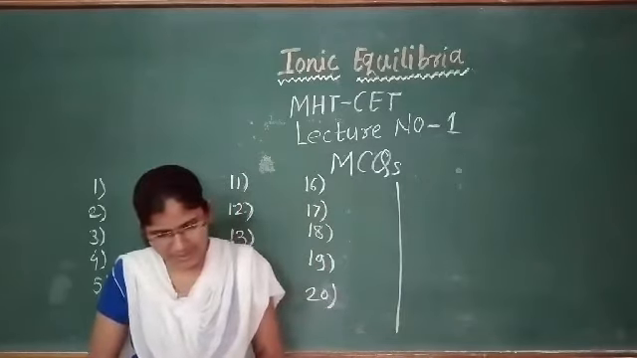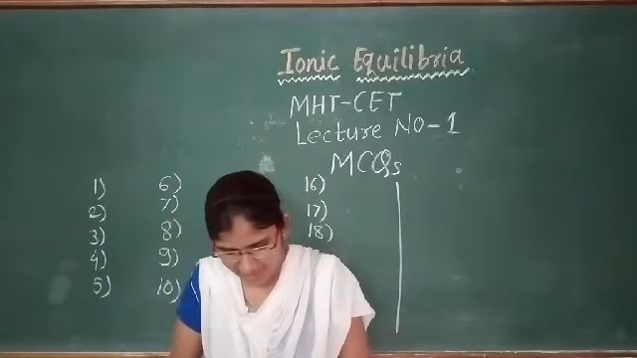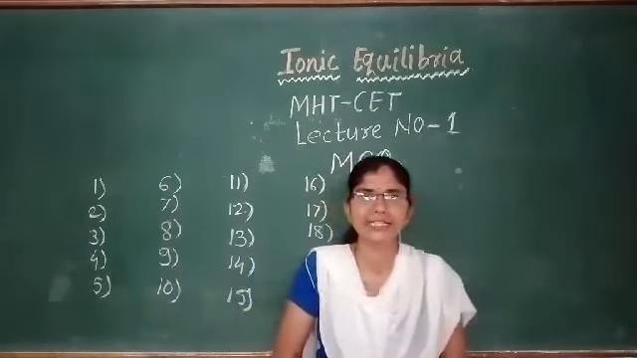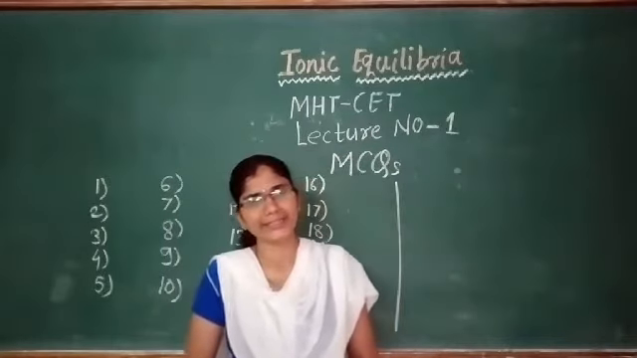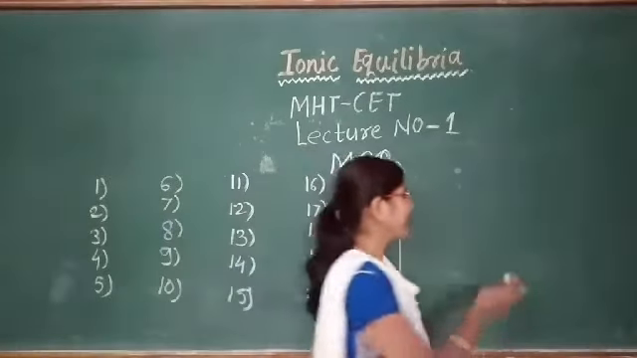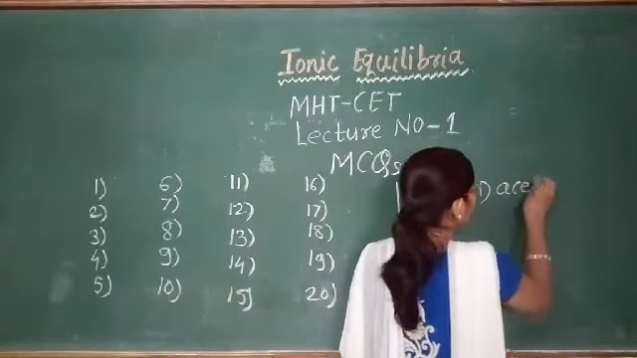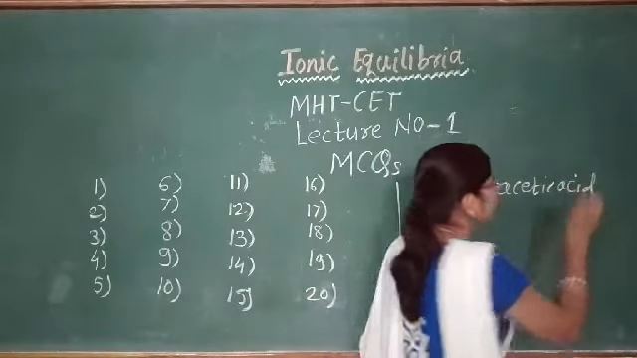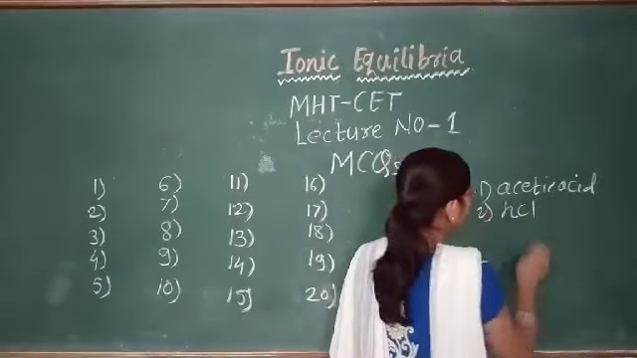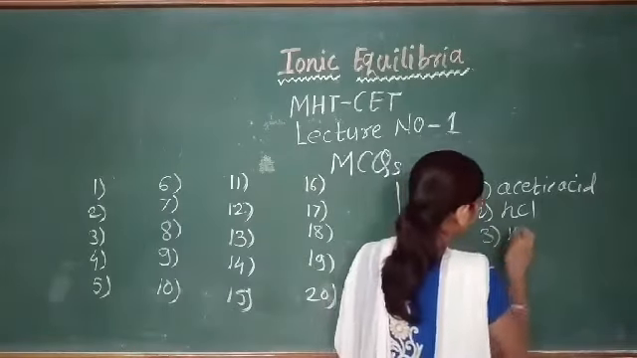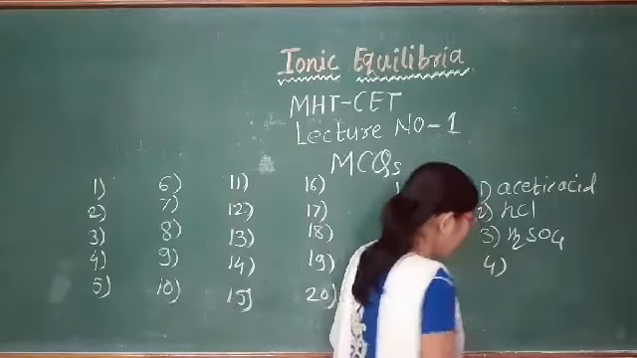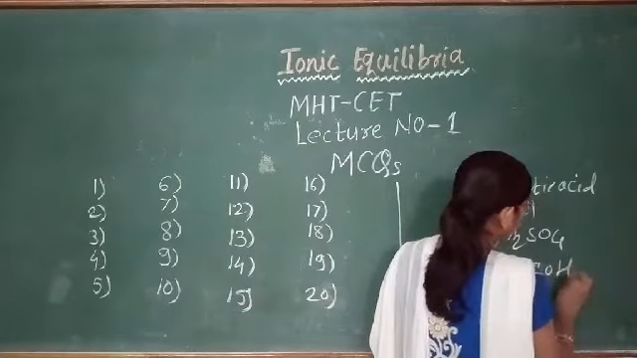The first MCQ is, which of the following is not a strong electrolyte? And we have four options. The first one is acetic acid. The second one is hydrochloric acid, the HCl. The third one is sulfuric acid, that means H2SO4. And the fourth one is sodium hydroxide, NaOH.